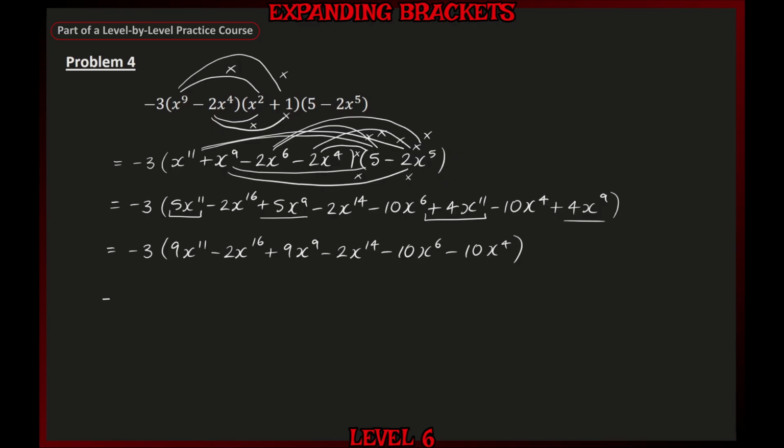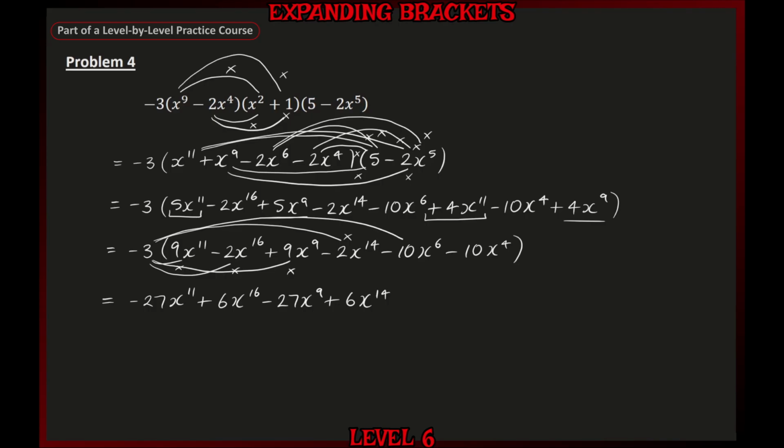To finish off, we just need to multiply each term in that bracket by minus 3. So minus 3 times 9x to the power of 11 is minus 27x to the power of 11. Minus 3 multiplied by minus 2x to the power of 16 is plus 6x to the power of 16. And minus 3 multiplied by 9x to the power of 9 is minus 27x to the power of 9. Minus 3 multiplied by minus 2x to the power of 14 is plus 6x to the power of 14.